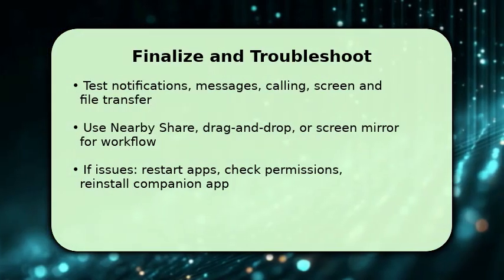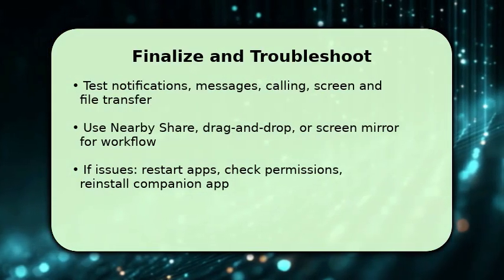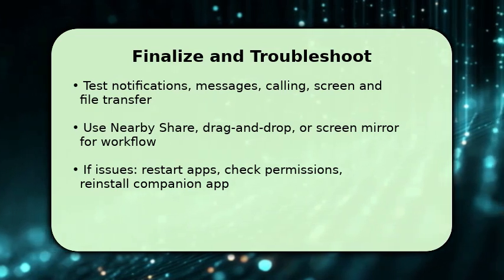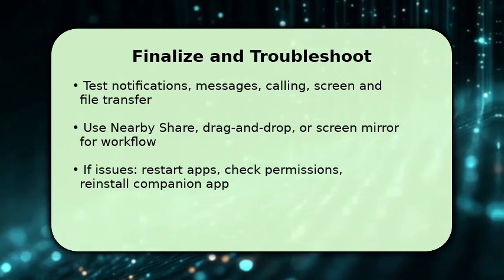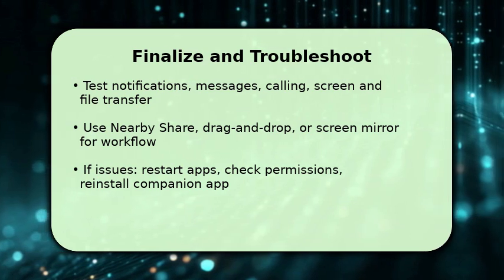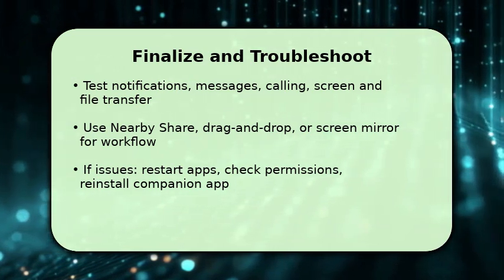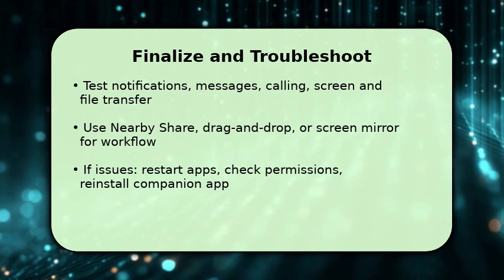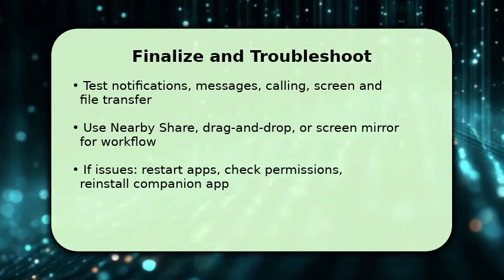You finish by verifying functionality and learning a key fix if anything breaks. Test notifications, send an SMS from the PC, place a call, and try screen mirroring or file transfer to confirm full access. If transfers fail, use Nearby Share or drag and drop after enabling file access.